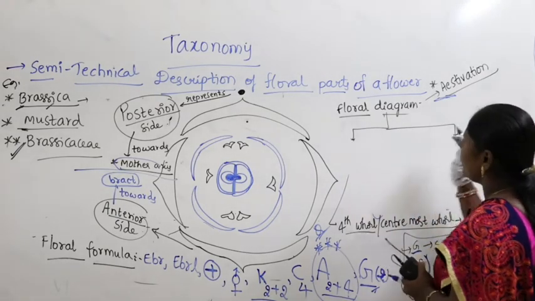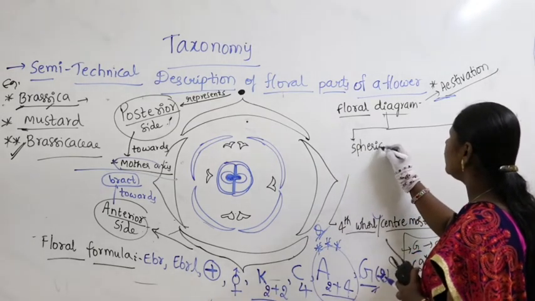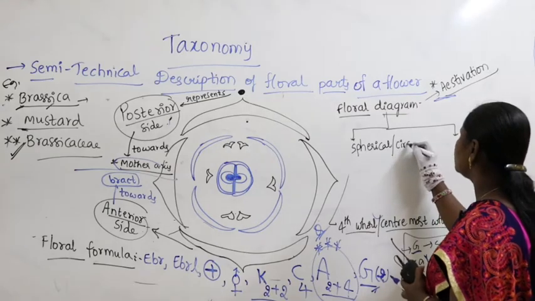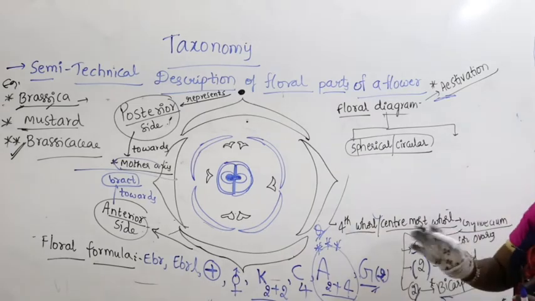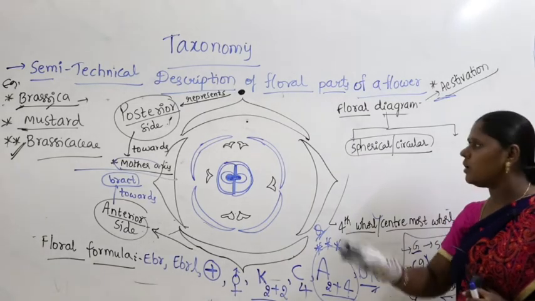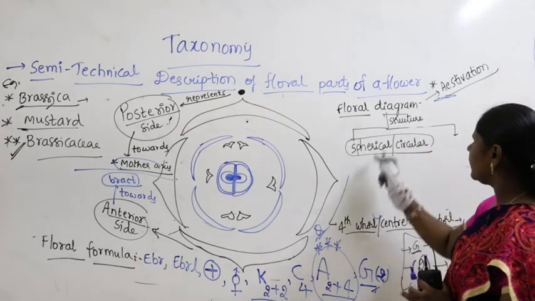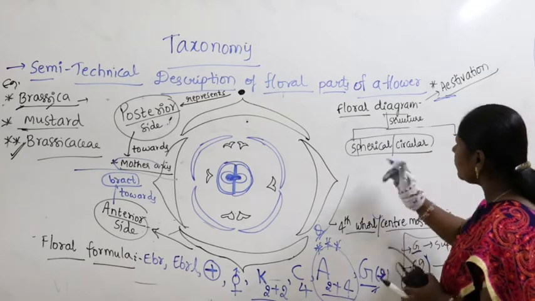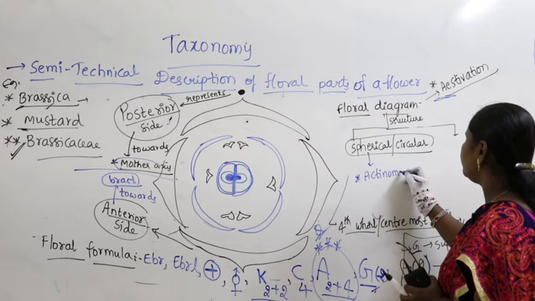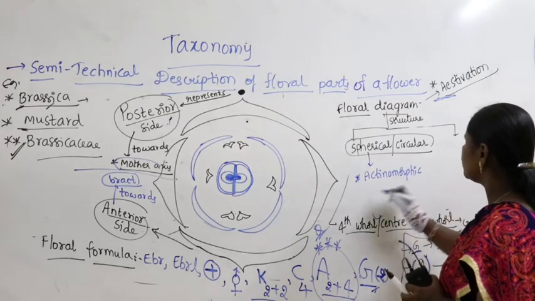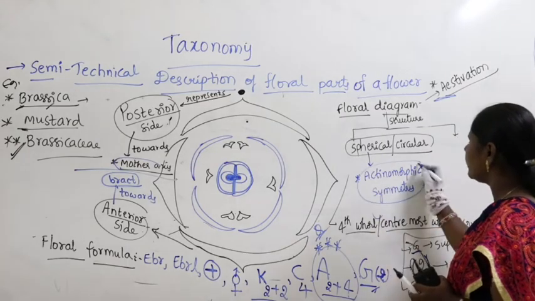suppose you find that the floral diagram looks spherical or circular. I am talking about the size, shape or structure of the floral diagram. If the floral diagram structure looks spherical and circular, then it represents actinomorphic symmetry. Now you all know what actinomorphic symmetry is.